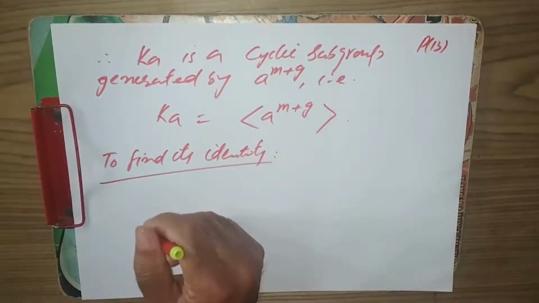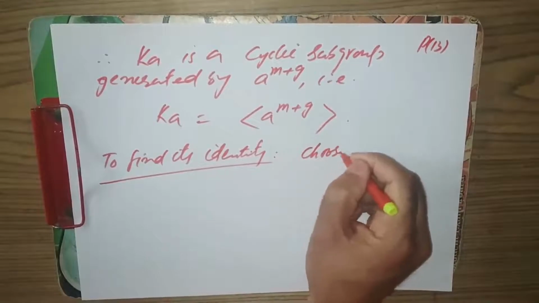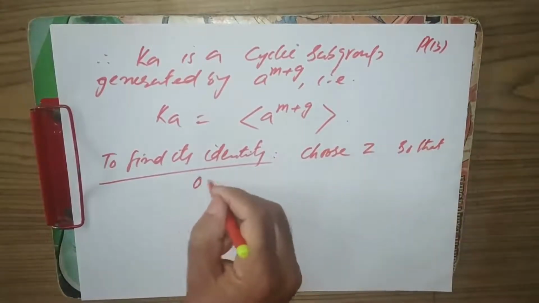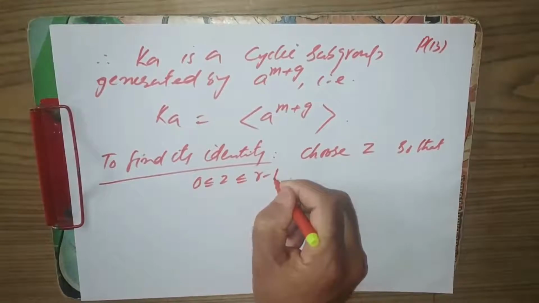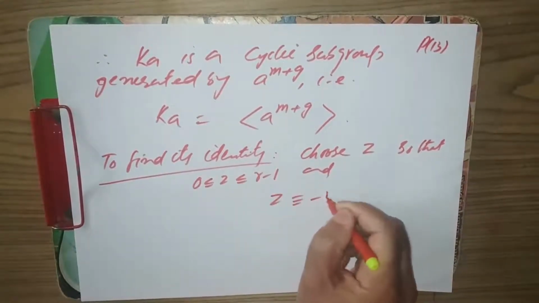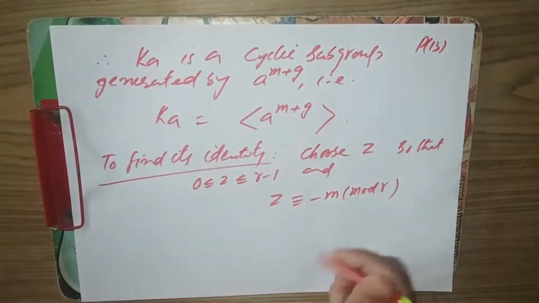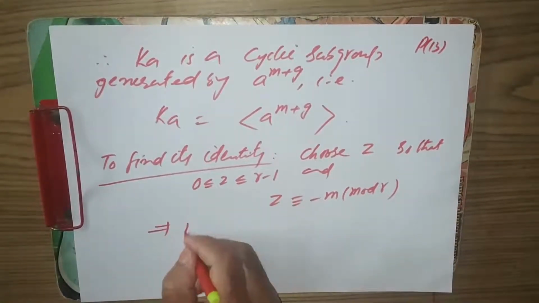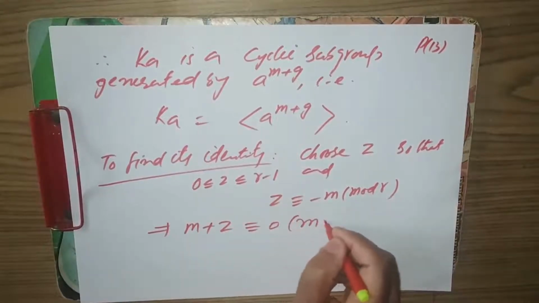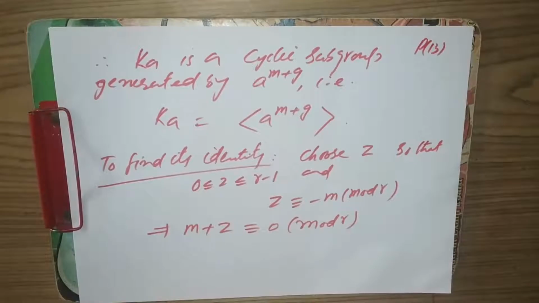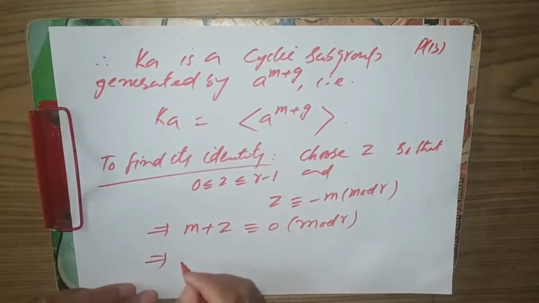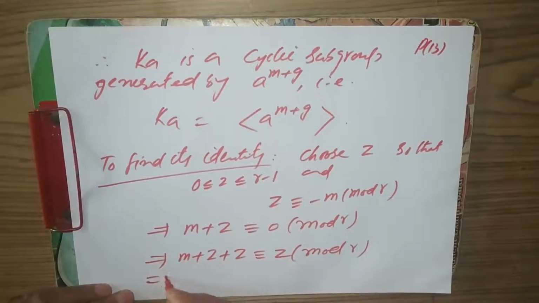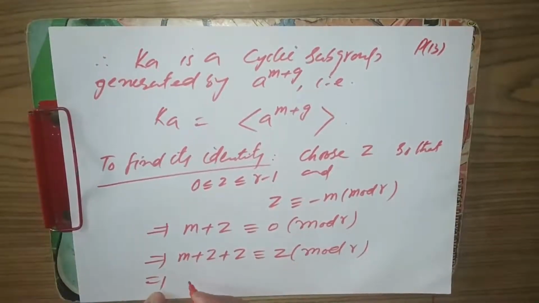To find this, we choose an integer z so that 0 less or equal to z less or equal to r minus 1, and this z is congruent to minus m mod r. This is possible because the set 0 to r minus 1 is a complete residue modulo r, which gives m plus z is congruent to 0 mod r. Okay, so adding z on both sides, m plus z is congruent to 2 times m plus z, that is, m plus z is congruent to z mod r. So that means a power m plus z is equal to a power m plus z.